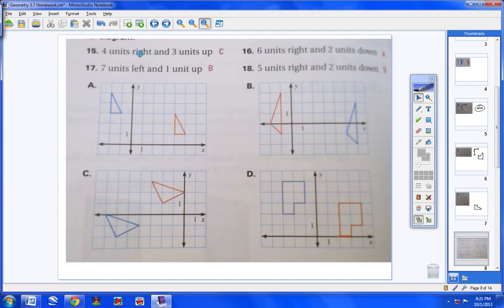Now we're looking at numbers 15 through 18. The directions say, match the description of the translation with its diagram. So, in this book, if I remember reading correctly, red is, don't miss this, red is always assumed to be the new image after it was shifted.